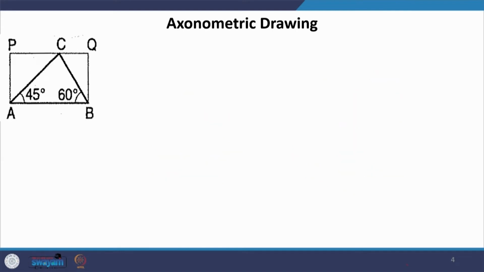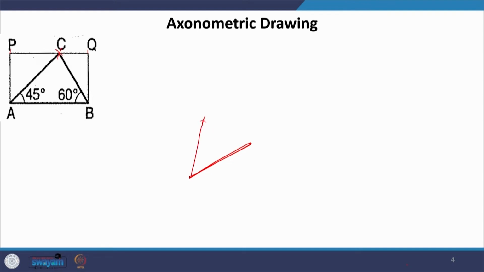If we were to draw this triangle in plan, it is very easy, unlike in isometric. What we will do simply here is, this is the triangle here. I may not even need this PQ. So, all I will have to do is draw this line AB at 45 degrees. And then from this I can take this length and draw.